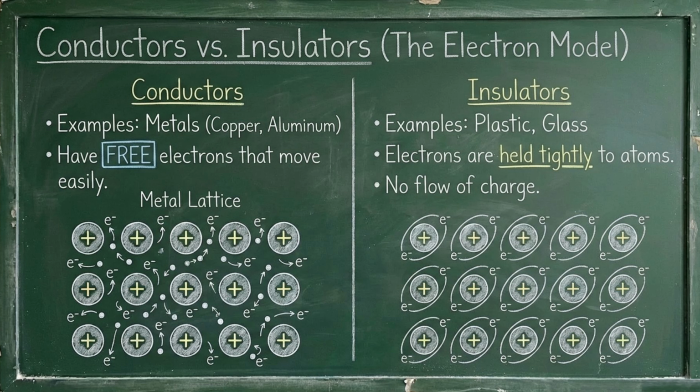Slide 6 contrasts materials like copper and aluminum against plastic and glass. We all know copper conducts electricity and glass doesn't. But why? Is it just about the material being dense or something? It's not about density, it's all about freedom. This goes right back to our electron model. In a metal like copper, the atoms form a lattice structure, but they let their outer electrons wander freely.